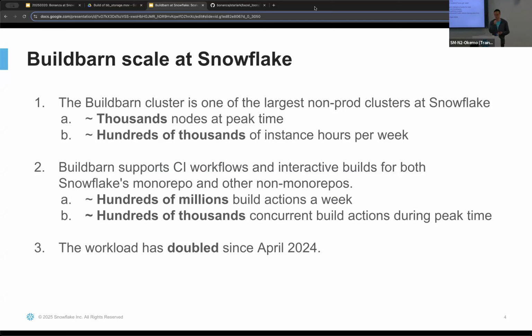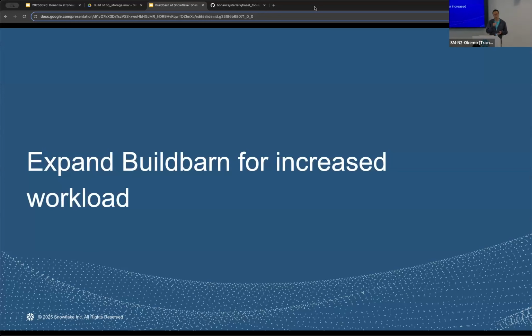So the Buildbarn supports both CI workflows and interactive builds for both Snowflake's non-monorepo and other non-monorepos. With Buildbarn at Snowflake, we process hundreds of millions build actions a week and hundreds of thousands concurrent build actions during the peak time. And specifically, the build workflow has doubled since April last year. So to support the growth of the build workload, we have built multiple features within Snowflake to expand the Buildbarn.